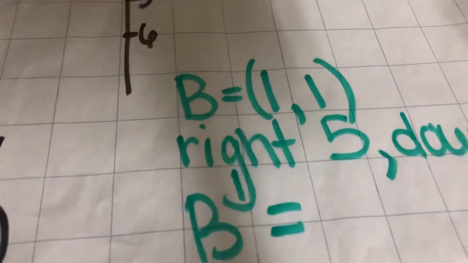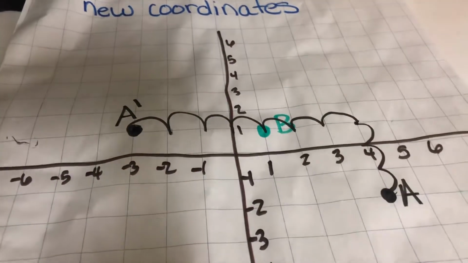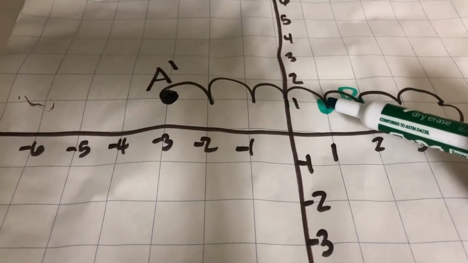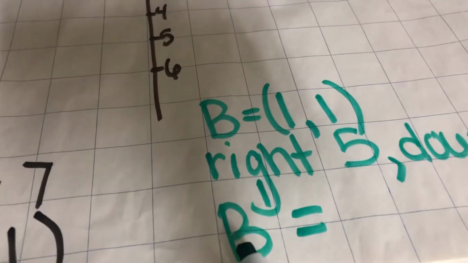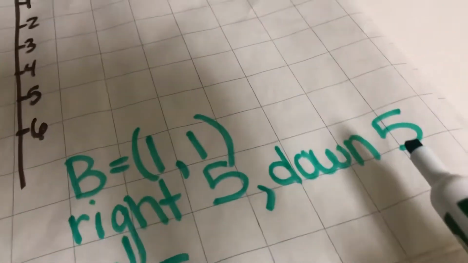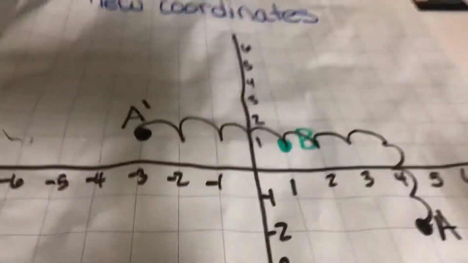All right, let's try one more for B. I kind of went over my B mark there, but we can see it. My B originally starts at 1, 1. There it is at 1, 1. My instructions are telling me to make an image of B1 at right 5, down 5. So I'm going to go over to here.